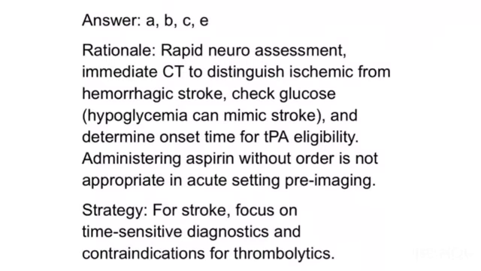Rationale: rapid neuroassessment, immediate CT to distinguish ischemic from hemorrhagic stroke, check glucose since hypoglycemia can mimic stroke, and determine onset time for tPA eligibility. Administering aspirin without order is not appropriate in acute setting pre-imaging. Strategy: for stroke, focus on time-sensitive diagnostics and contraindications for thrombolytics.